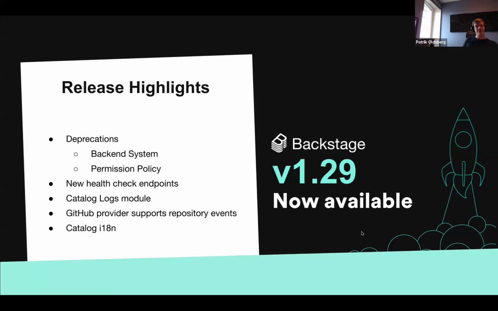And then we have the GitHub provider has support for repository events. So you can get updates from GitHub when repositories change. So if a repository is archived, for example, that can be removed from your discovery in an event-driven way. And lastly, internationalization for the catalog I want to call out as well. So you can now customize all of the messaging in the catalog, all of the text strings throughout the plugin, as well as, of course, provide translation to other languages if you want to do that. Right, that's it for the release highlights.